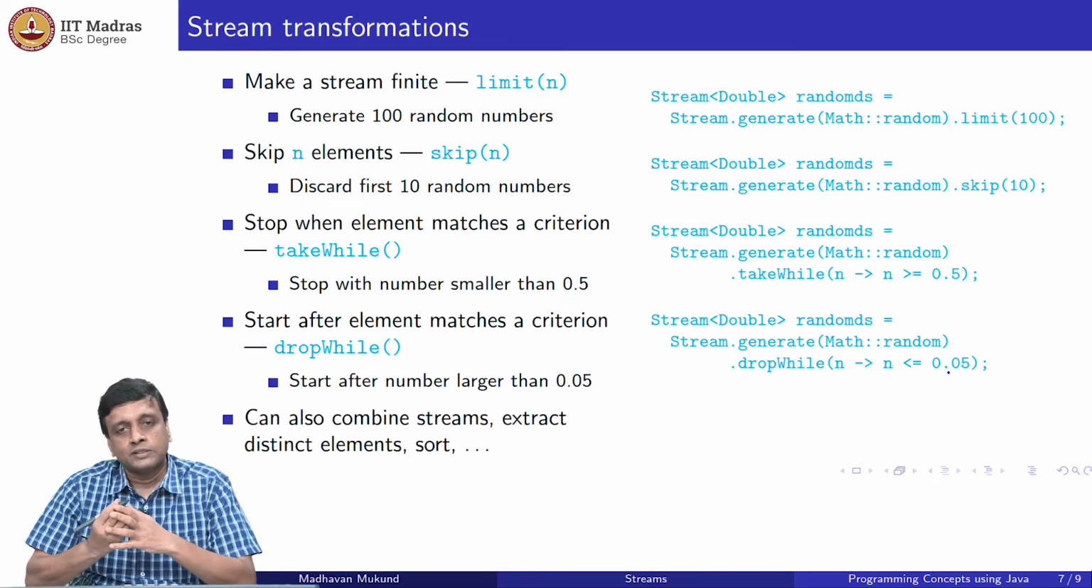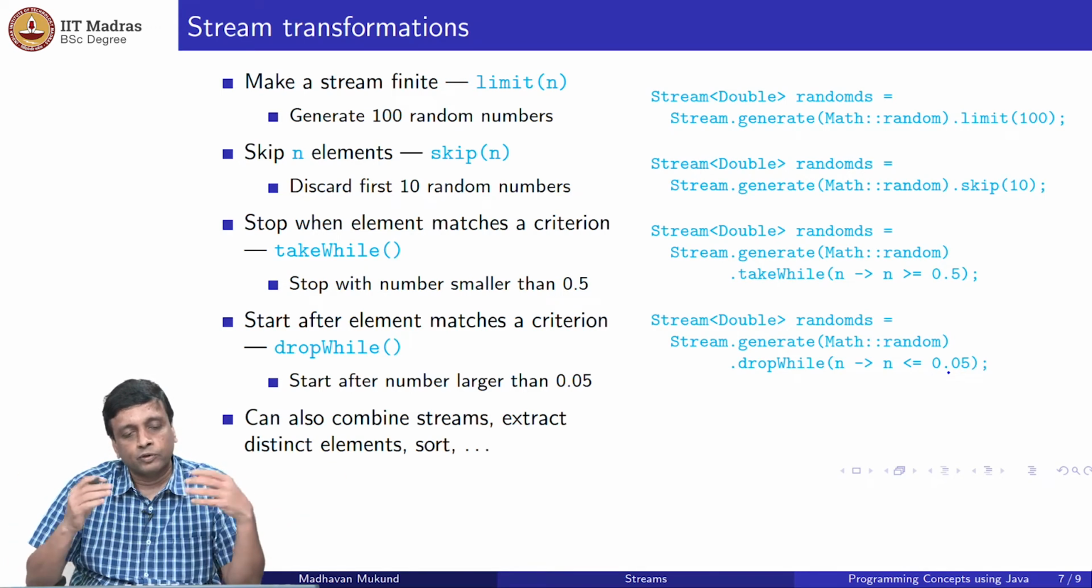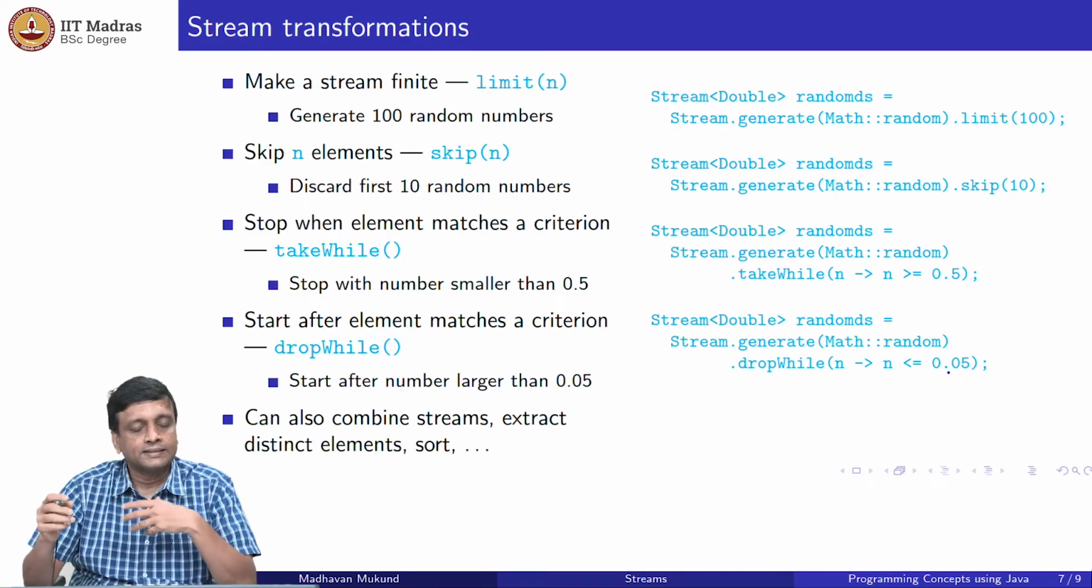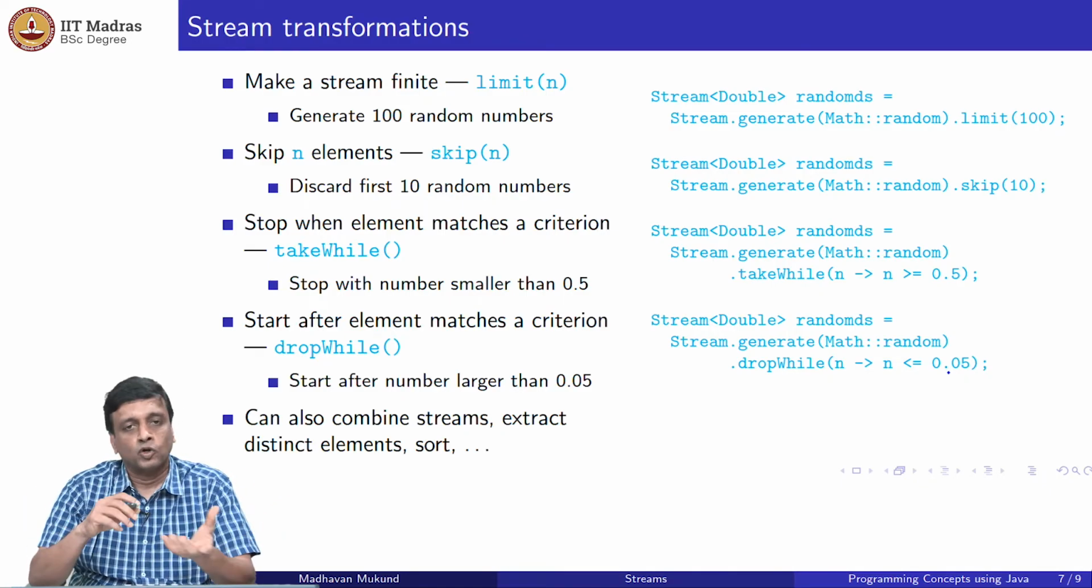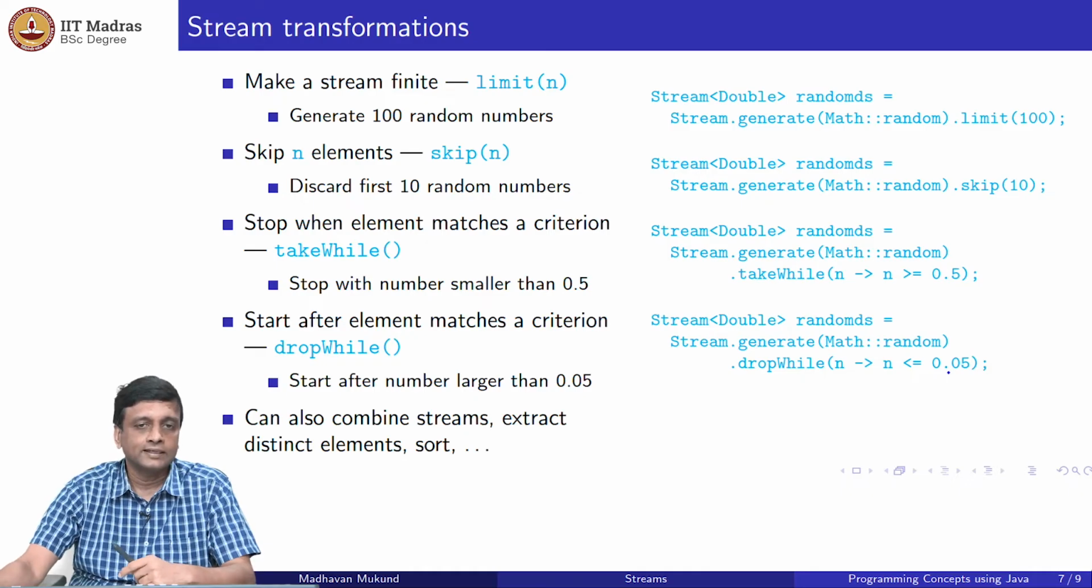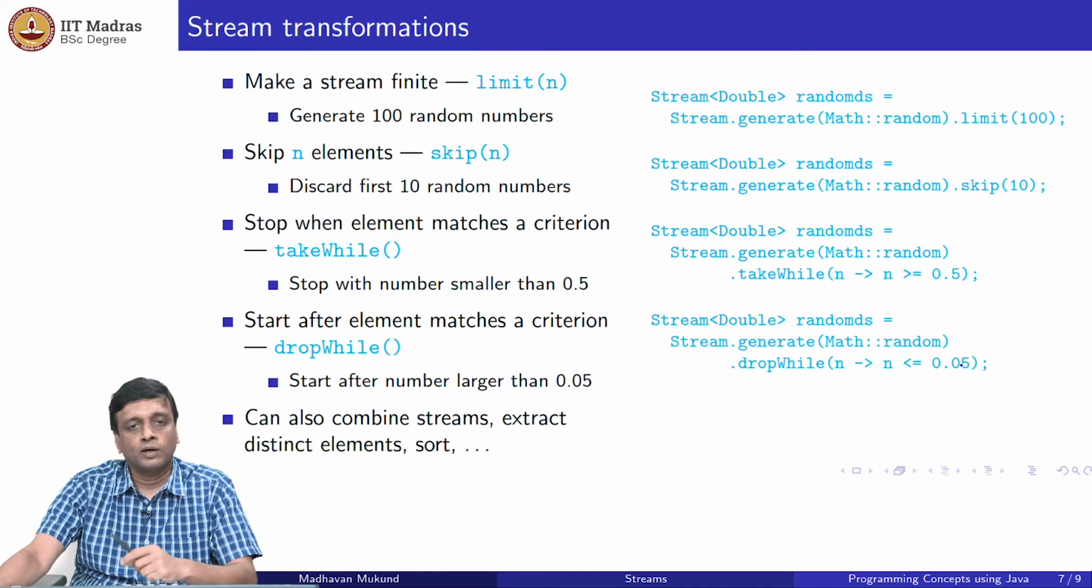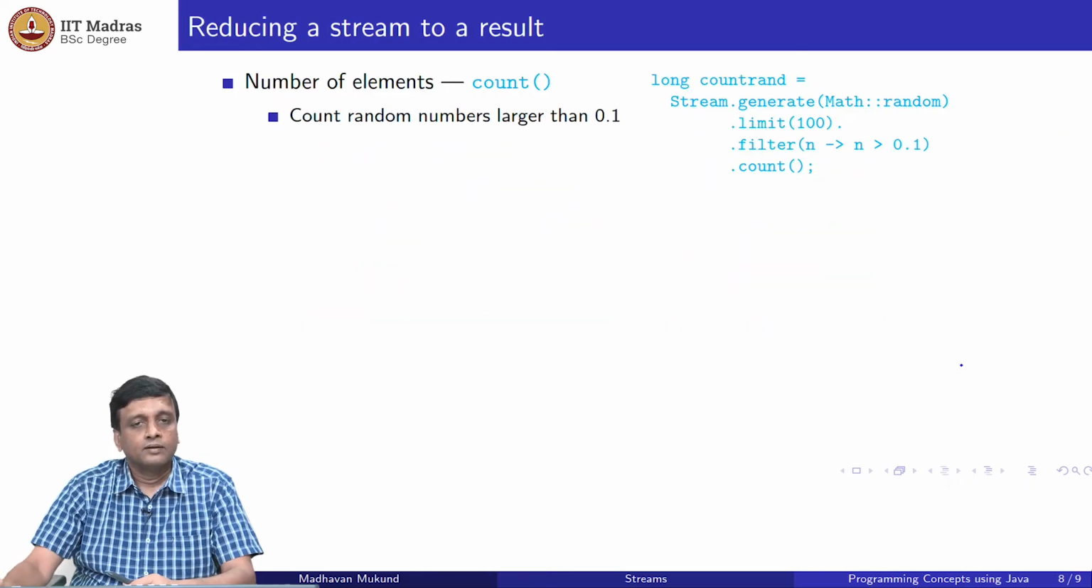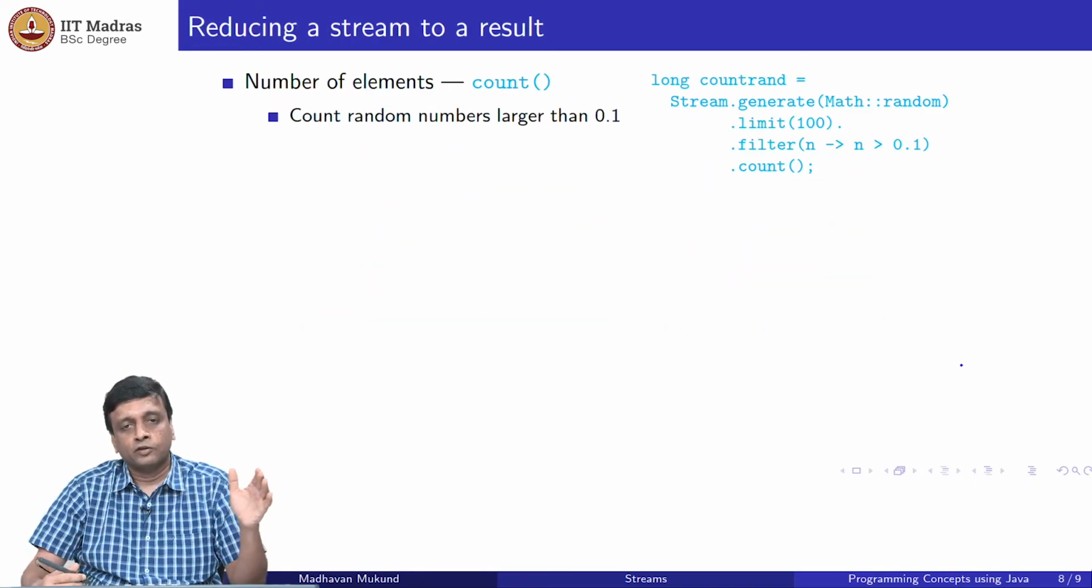You can do other things with streams. You can take two streams and merge them, combine them, concatenate them, extract distinct elements, sort them, and so on. You can look up the Java documentation. There are quite a few natural things that you can do with streams, and you can look up how to do them. Now let's move to the last part of this pipeline.